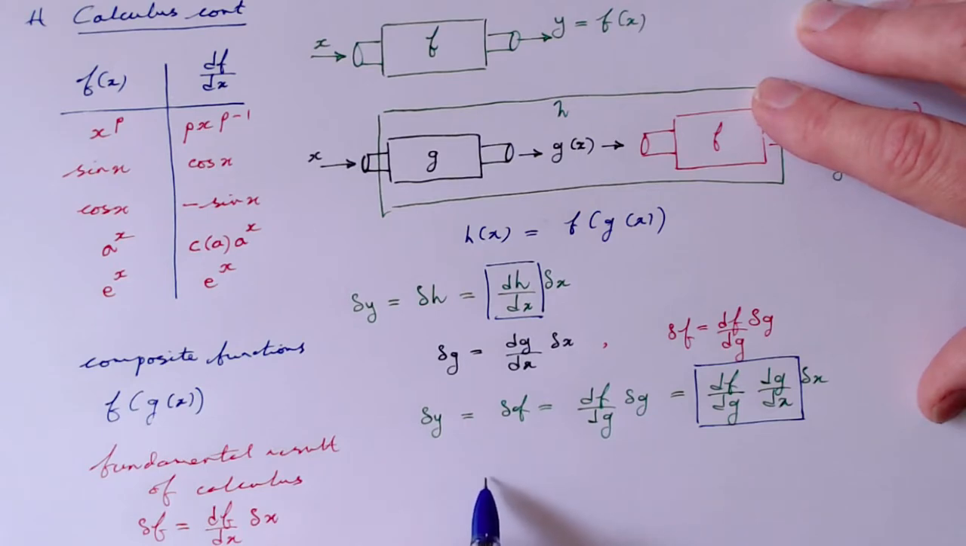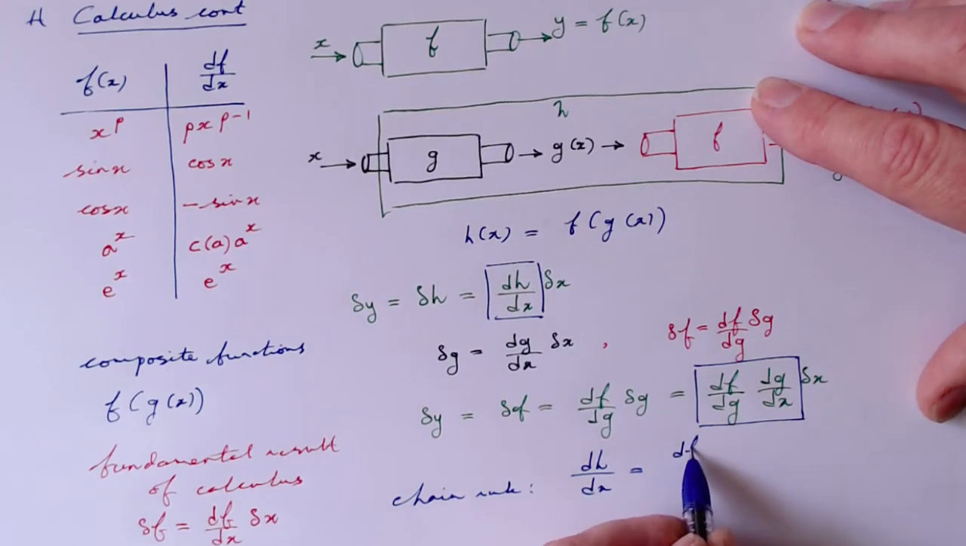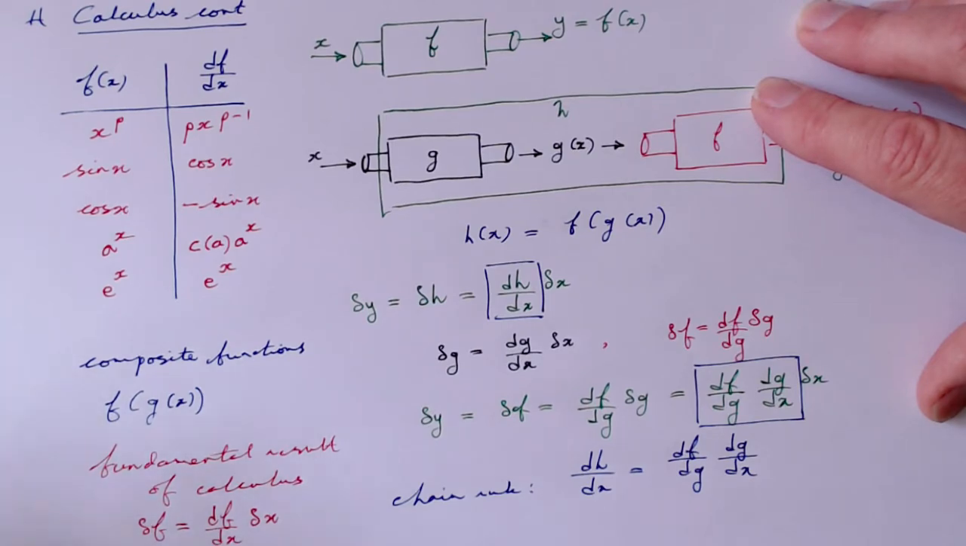And so we have our fundamental result, which is the chain rule: the derivative of a composite function h, which is f of g of x, is given by the derivative of the outer function with respect to the inner function multiplied by the derivative of the inner function with respect to x. That is the chain rule. It is such a powerful and important result in calculus.